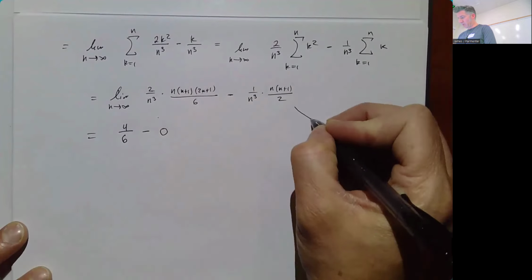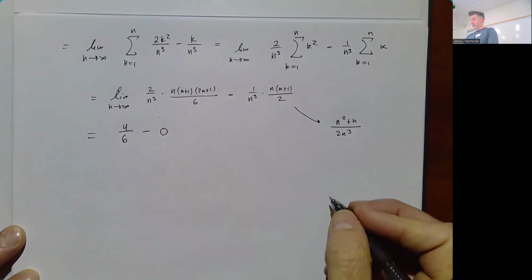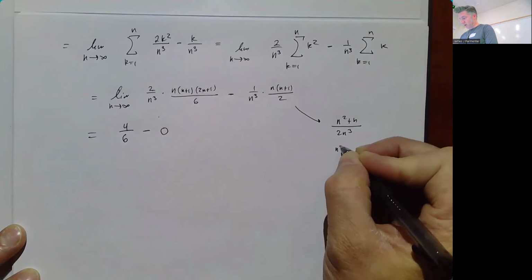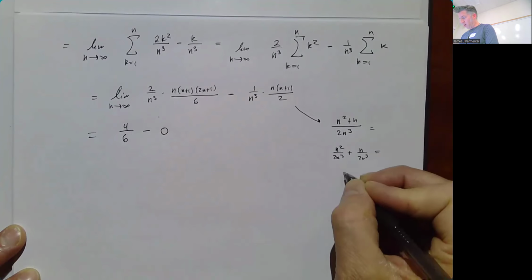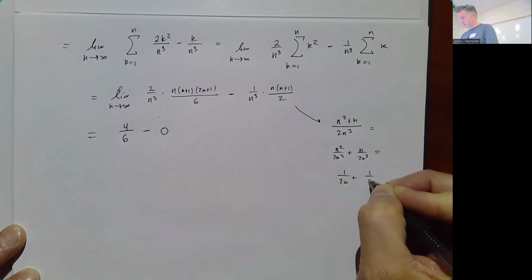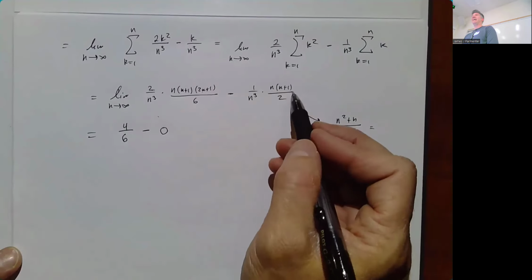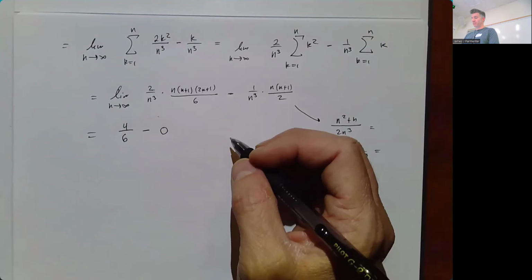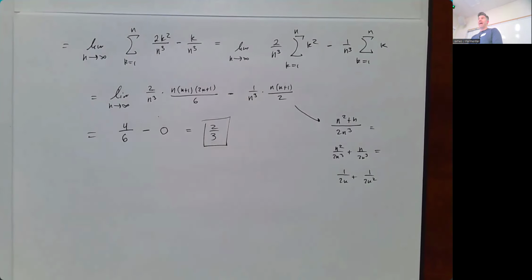If you think about what this actually is here, that's going to be n squared plus n over 2n cubed. And if you break this up as n squared over 2n cubed plus n over 2n cubed, that's going to be 1 over 2n plus 1 over 2n squared. And that's definitely going to go to 0 as n goes to infinity. So if your degree on top is less than your degree on the bottom, it doesn't contribute anything. So you end up getting a final answer of 2/3, which is actually the area under the square root function from x equals 0 to x equals 1, which we will see a little bit later after we talk about the fundamental theorem of calculus.